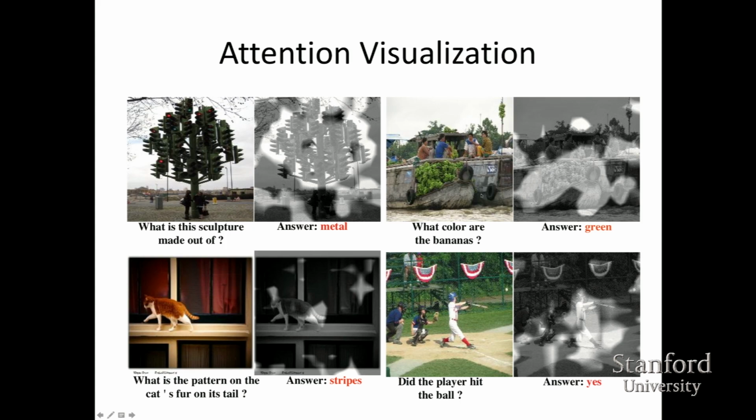And this is a good example of where it actually took the image into consideration. Namely, the question here is, what color are the bananas? If you just look at the question, the default answer that would be a pretty good estimate is just yellow. But in this particular image, the bananas it's paying attention to are not quite ripe yet, and it learns to give the answer green. The last one here is, what's the pattern on the cat's fur on its tail? It actually pays attention to the tail and says stripes. So some of them are pretty incredible.